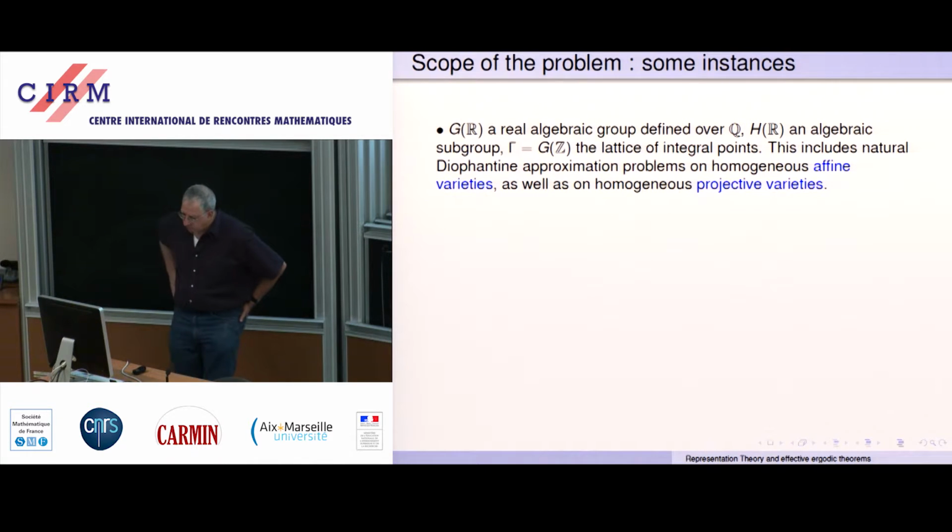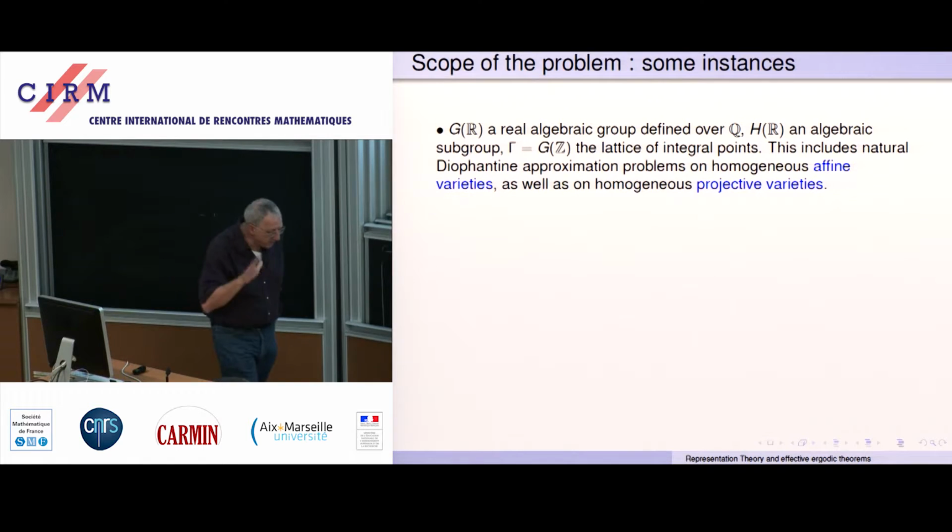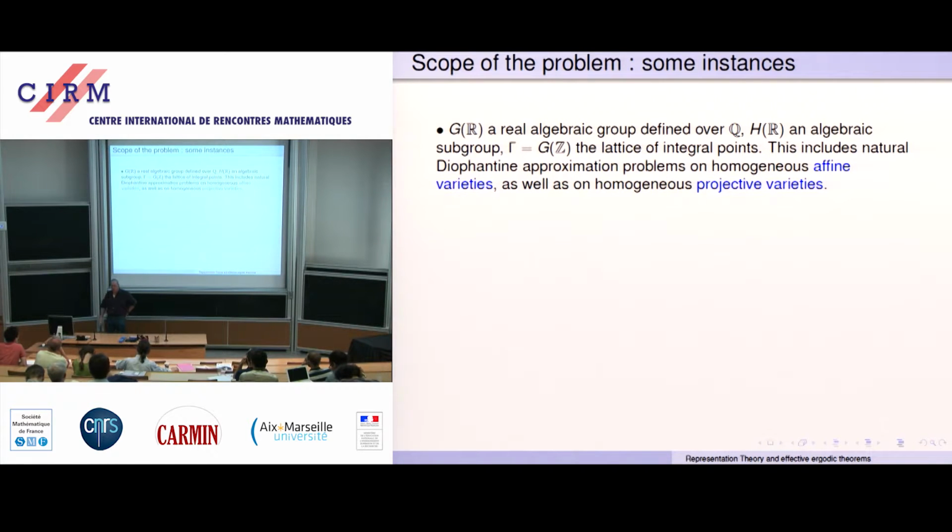When we do this, our problem includes natural Diophantine approximation problems on homogeneous affine varieties, as well as on homogeneous projective varieties, because so far I haven't said anything about what the group H might be. It's legitimate to ask for the question of approximation of points on G mod H by elements of gamma, whatever H is. So, for example, G mod H may be a projective variety.